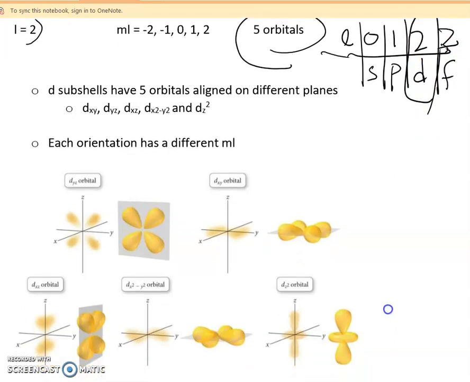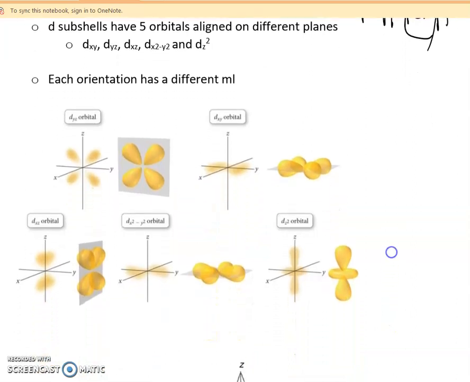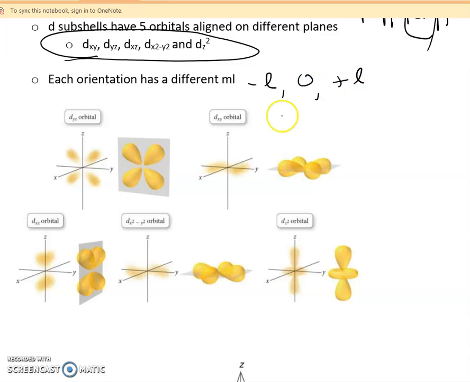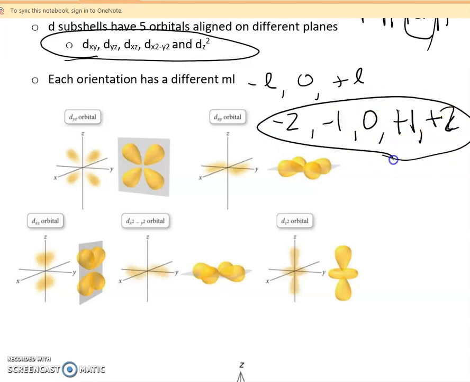Now we have 5 different orbitals for our d and they're aligned on different planes. And we use this notation, dxy, dyz. It depends on how they're oriented. So the m sub l starts with minus L, goes through 0, and goes through plus L. So we have minus 2, minus 1, 0, plus 1, and plus 2. And these represent these 5 different orientations.